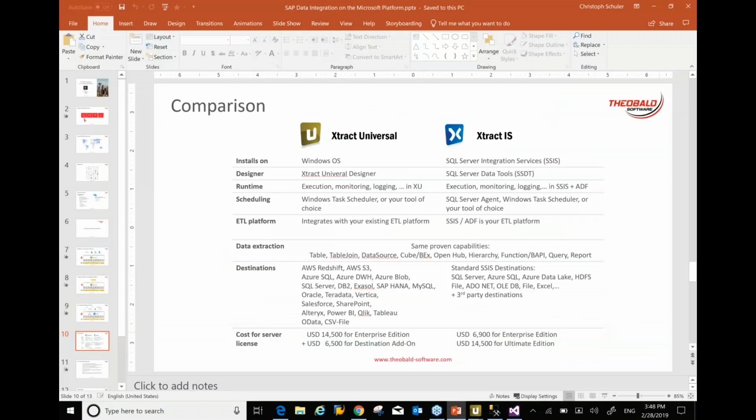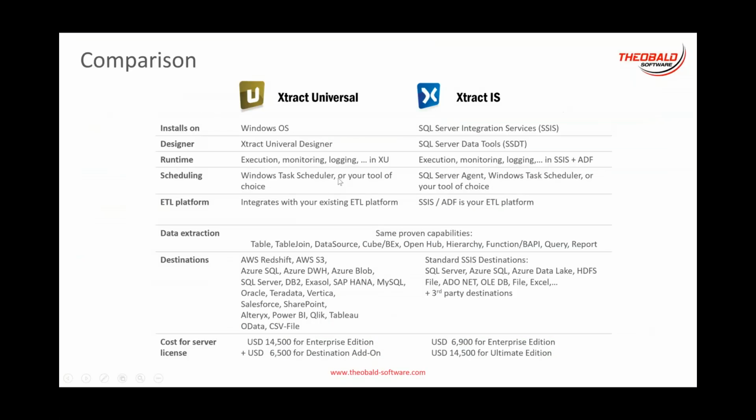So let me finish by quickly summarizing the main differences between the two tools. As we've seen, Extract Universal in the first demo that I showed you is a standalone tool. It runs on standard Windows hardware and standard Windows OS, whereas extract.is requires Microsoft's SSIS. It's designed to work within SSIS, and that determines the designer and the runtime, as we saw.